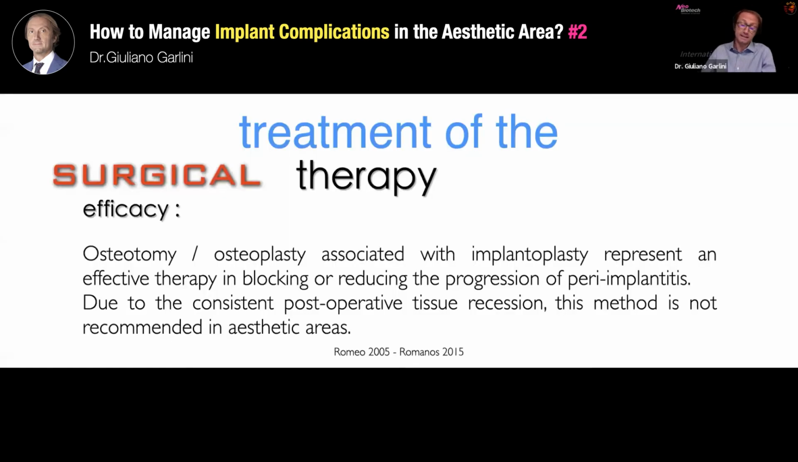But dear colleagues, unfortunately, the perimplantitis cases that we can solve only with this kind of approach are very few. Normally, we have to treat the perimplantitis with a surgical therapy. So we have to perform an osteotomy, an osteoplasty, associated sometimes with an implantoplasty. This represents the effective therapy in blocking or reducing the progression of a perimplantitis disease.